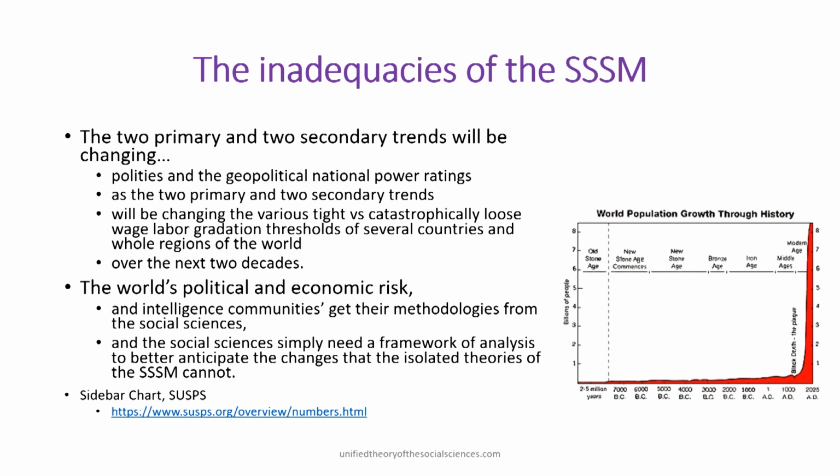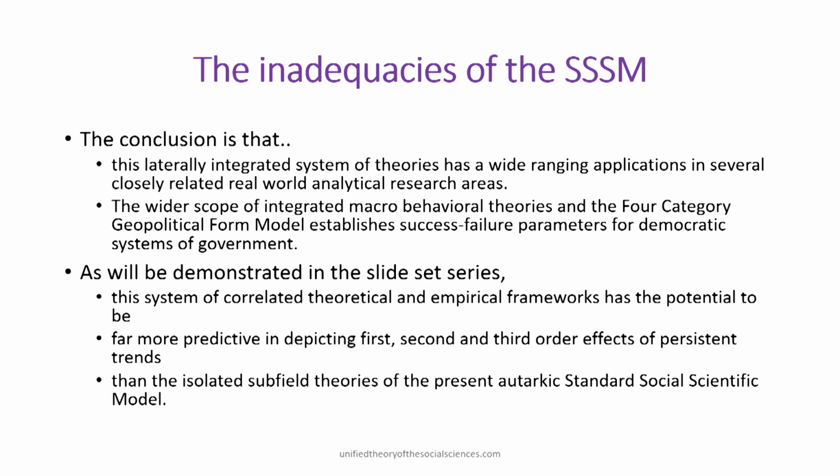The world's political and economic risk and intelligence communities get their methodologies from the social sciences, and the social sciences simply need a framework of analysis to better anticipate the changes that the isolated theories of the standard social scientific model cannot. The conclusion is that the laterally integrated system of theories has wide-ranging applications in several closely related real-world analytical research areas.